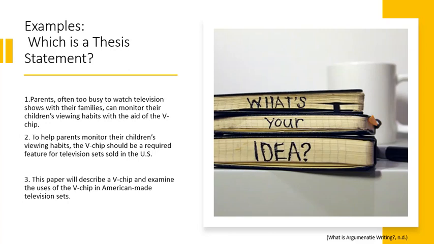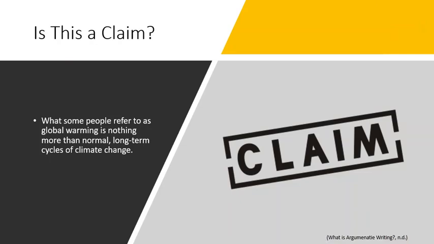If you selected number 3, that is correct, because it lays it out. This paper will do what? Describe a V-chip, and it's going to examine the use of V-chip in American-made television sets. An example of a claim is what some people refer to as global warming is nothing more than normal long-term cycles of climate change.